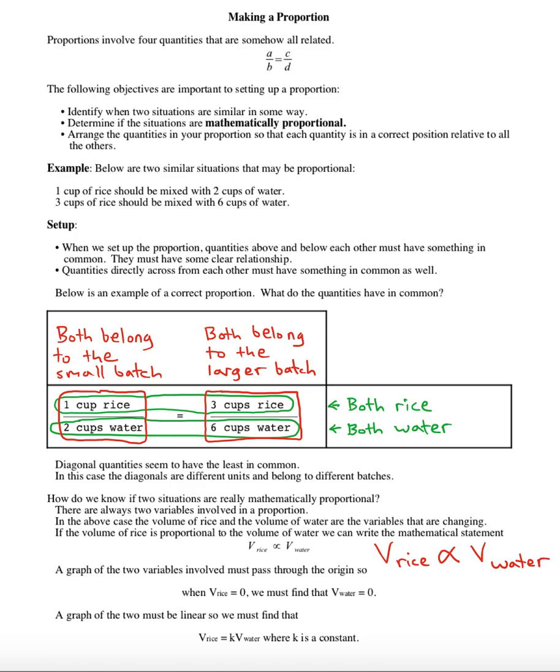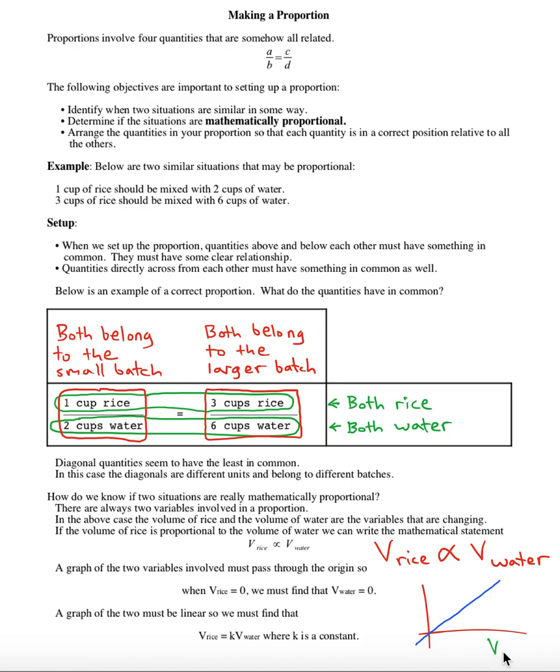Now what that implies is several things. It means that a graph of the two variables involved must pass through the origin. So when the volume of rice used is 0, we should also find that the volume of water required would also be 0. And they're going to make a nice linear graph as well.